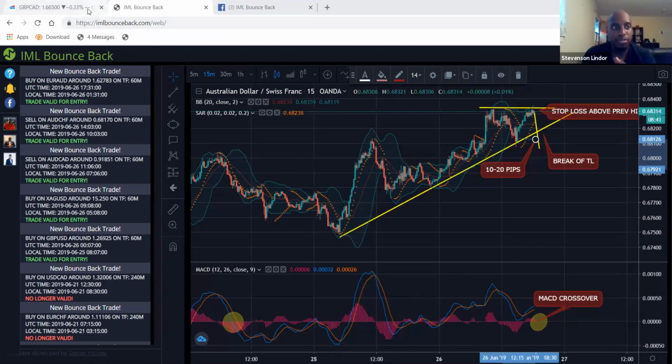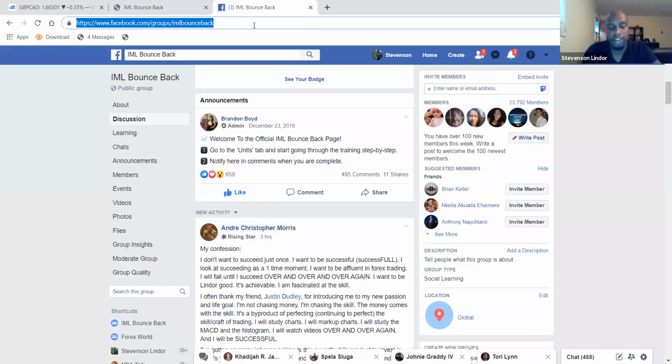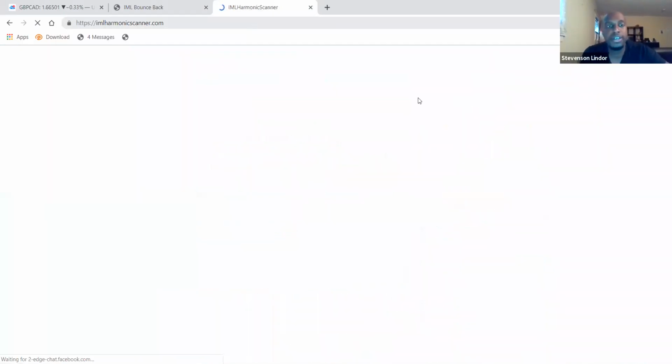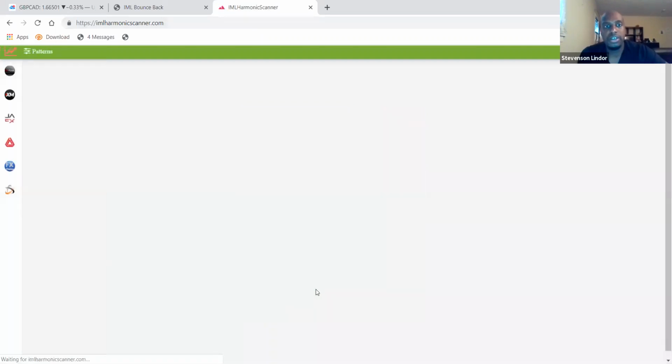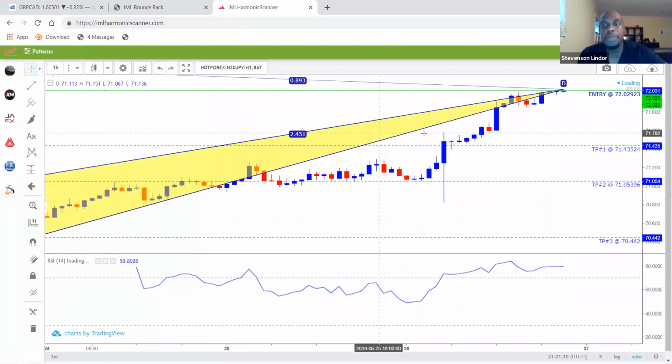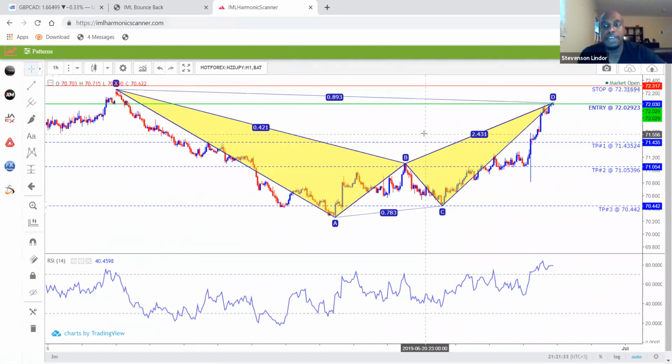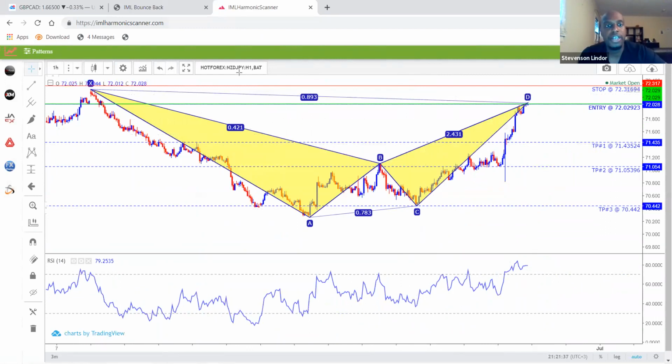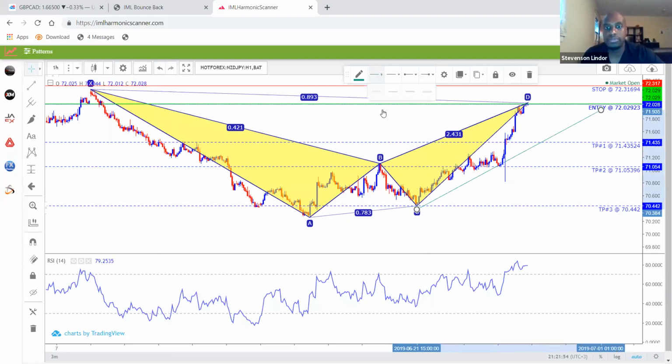You can also do this on the harmonic scanner. I tell people this all the time. So the scanner right here, same thing. What a lot of people do is apply the rules that I've given for bounce back onto the harmonic scanner. The harmonic scanner does pretty much all the work for you. It identifies the pattern, tells you when to enter, stop loss, take profit, all those things, right? So if I apply the same rules, I'm going to identify this trend. Boom. And same thing, I'm looking for a break of the trend line.